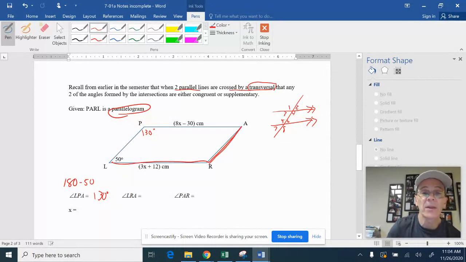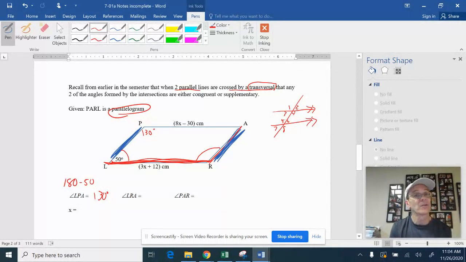LRA, that angle right there. Well, we could do the same sort of analysis to find the measure of that angle as we did to find the measure of angle LPA up there. We've got 2 parallel lines here because this is a parallelogram. And then in red, here's a transversal crossing both of those blue lines. This 50 and this obtuse angle, clearly not congruent. It must be supplementary. Subtract the 50 from 180. This has got to be 130.